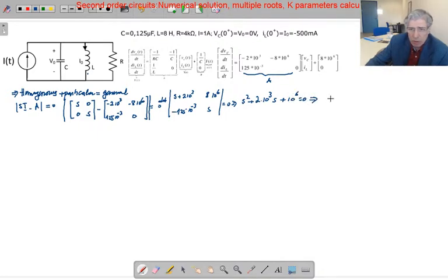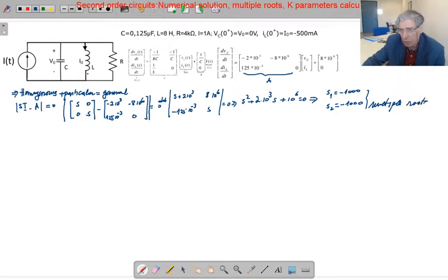From that, if you calculate the characteristic roots, you are going to get minus 1000. The other one is also minus 1000. So it has multiple roots. In this case, our homogeneous solution is going to be vC and iL.